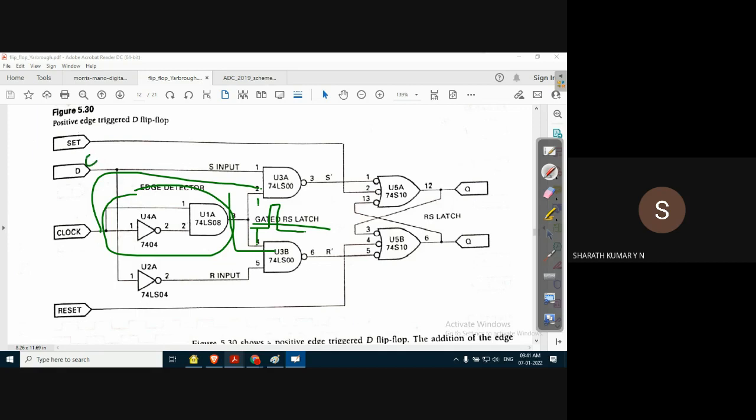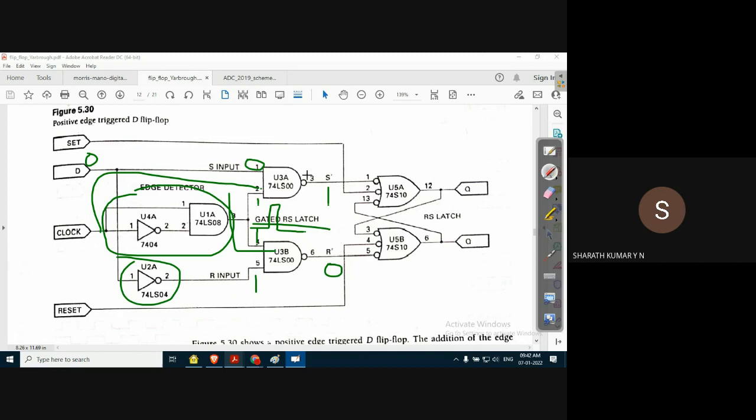For example, D is 0. When D is 0, the output of the NAND gate, S dash, should be 1, and D is complemented using this inverter, so it becomes 1. So 1 and 1, R dash should be 0. So when S dash is 1 and R dash is 0, what should be Q? 1, 1 is complemented, 0. So it depends on the other input, set and reset input.